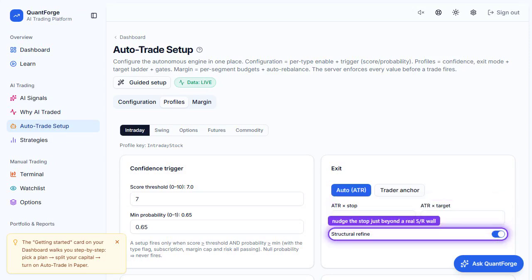There is also structural refine. This is the clever finishing touch. A raw ATR stop is just a distance, structural refine nudges it to sit just beyond a real support or resistance level on the chart, a wall other traders are watching. A stop tucked behind a genuine level is far harder to hit by accident.